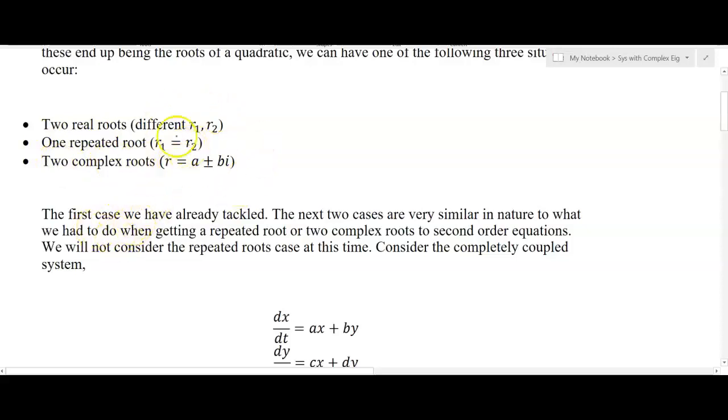The first case we have already tackled with respect to systems. The next two cases are really similar to that of second-order differential equations. We won't focus on the one repeated root, but we will look now at two complex roots.